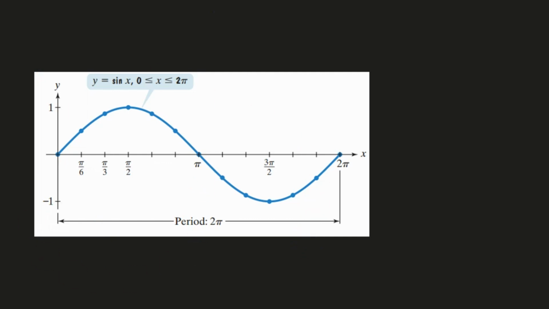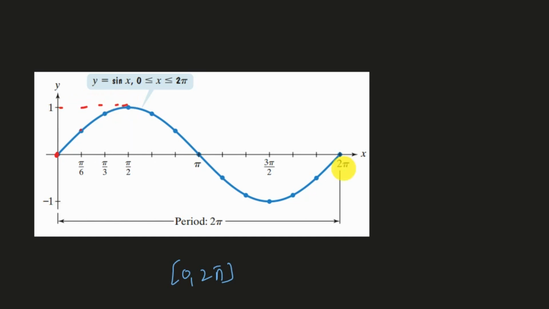This is the perfect curve for the sine curve in the interval 0 to 2 pi. Right here you can see when x is 0, y is 0. When x is pi by 6, y is 1 over 2. When x is pi by 3, y is square root 3 over 2, which is 0.87. Then at pi by 2, it reaches exactly 1.